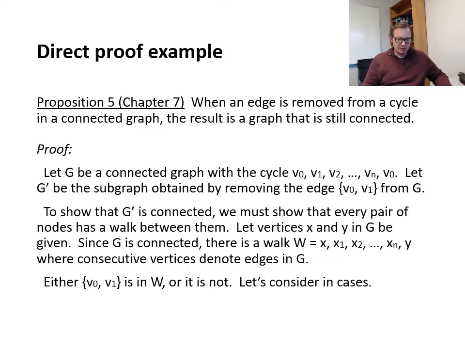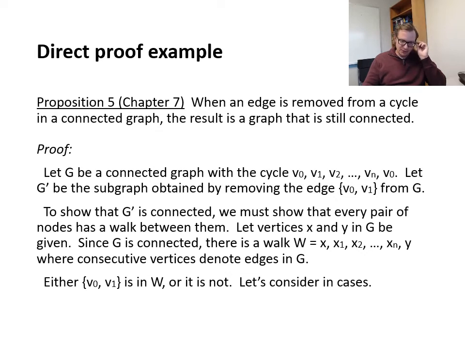Let G be a connected graph that has this cycle V0, V1, V2, and then it comes back to V0. We know from the problem that we're removing an edge from a cycle, so that's how we define that we have a cycle. Then let G prime be the subgraph obtained by removing the edge V0, V1 from G. So we are removing an edge from a cycle.